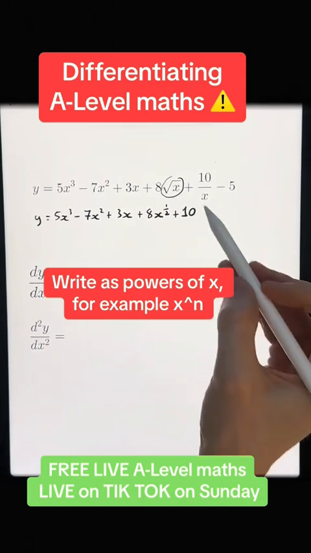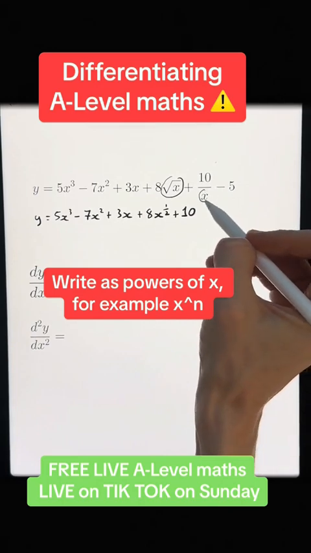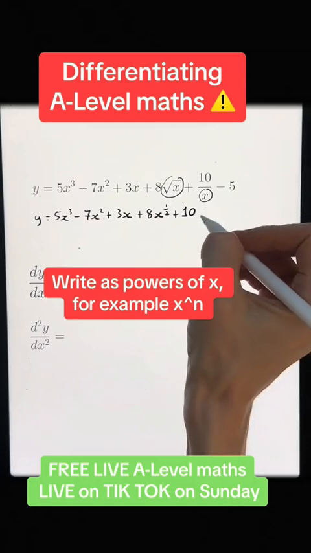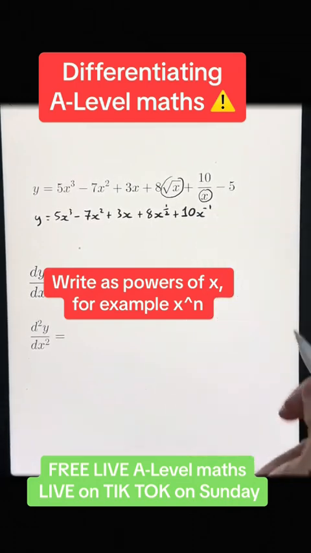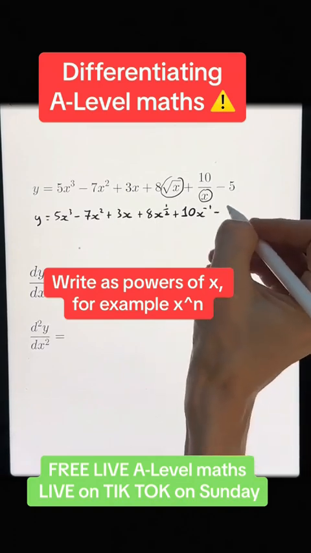I know as the x is on the bottom of the fraction, therefore it has a negative power. So 10 over x I can rewrite as a power of x as 10x to the power negative 1, and I've still got negative 5 on the end.